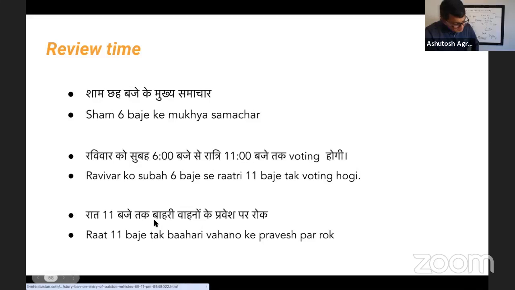Ashuji, 1 minute. I was thinking if you say 11 baje tak, then you only have until 11. Admission will stop at 11. Why not 11 baje se? I think that's what the news article should say, right? That's what the news article says, because typically you don't want vehicles to be admitted after 11 p.m. That's what you would say, 11 baje se bahari vahanon ke pravesh par rok. But I don't know the details of the article. If you were to translate this, it would be 11 baje tak bahari vahanon ke pravesh par rok.